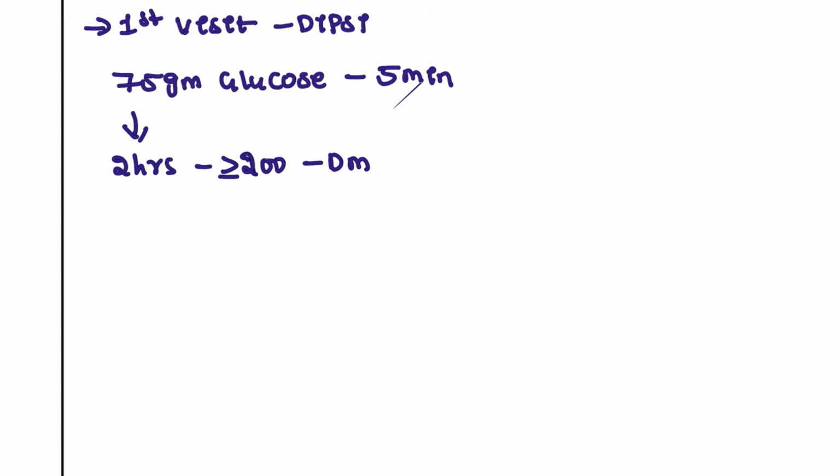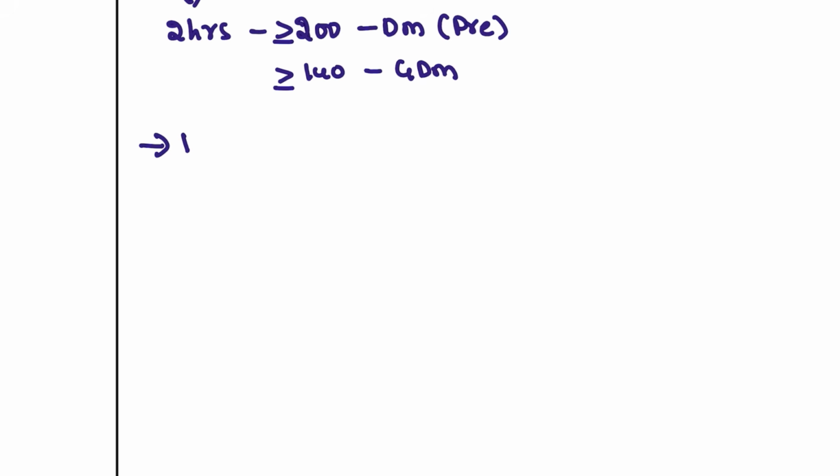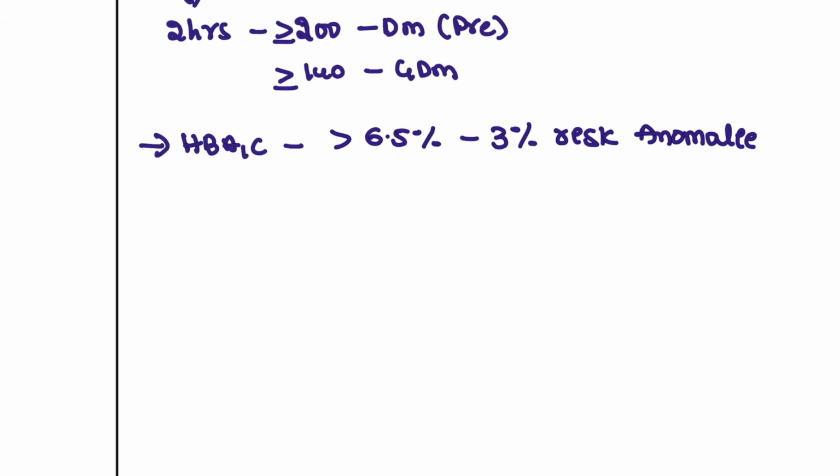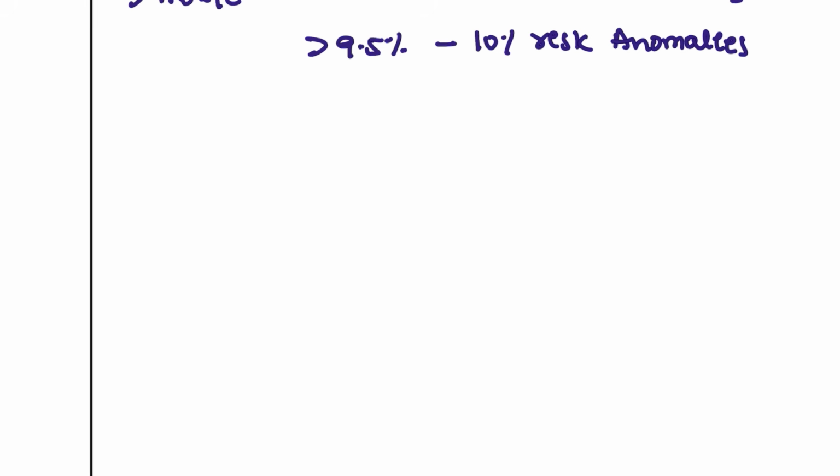And if you see the patient has only more than 140, this is gestational diabetes. The other is pre-gestational diabetes. There are differences. And the reliable test is the HbA1c. Okay, the reliable test is the HbA1c. If HbA1c is more than 6.5%, there is a 3% risk of anomalies, and if it is more than 9.5%, it is almost a 10% risk. So the higher the HbA1c, the higher the risk of anomalies in these patients. That is also one point that you have to remember.